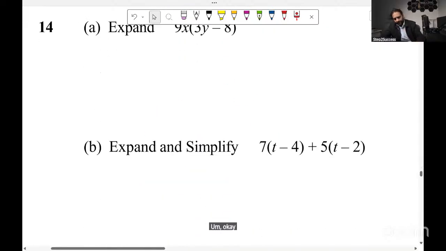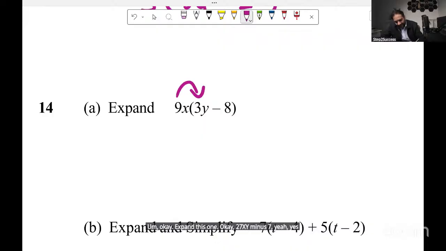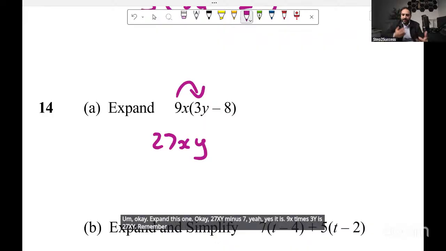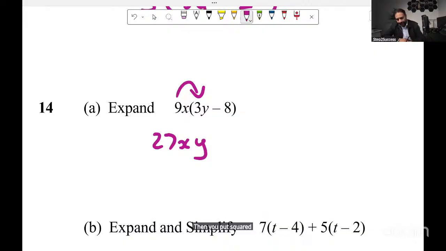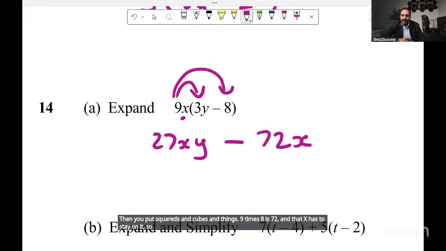Expand this one. 27xy minus 72x. 9x times 3y is 27xy. Remember, you just times the numbers together, but then any different letters stick together. If the letters are the same, then you put squares and cubes and things. 9 times 8 is 72, and that x has to stay on it, so it's 27xy minus 72x.